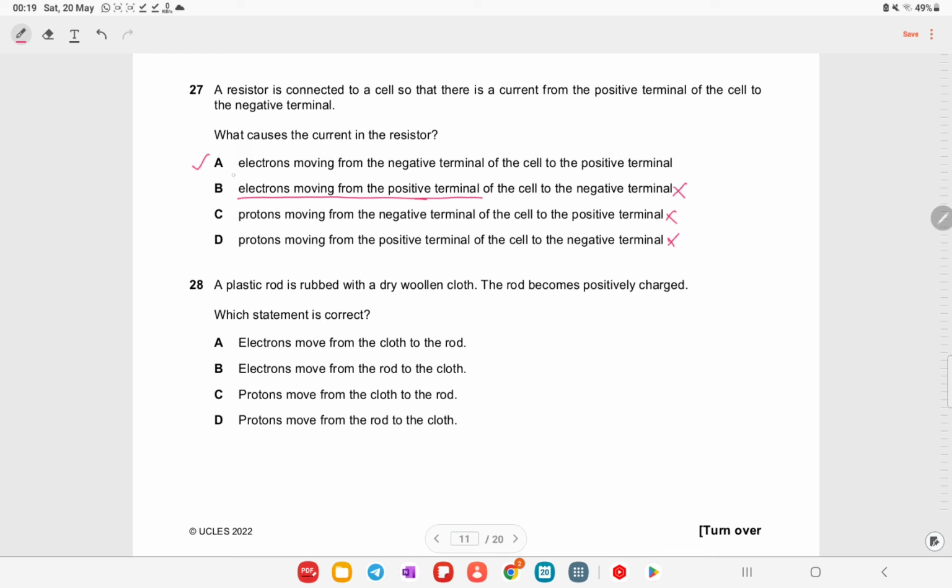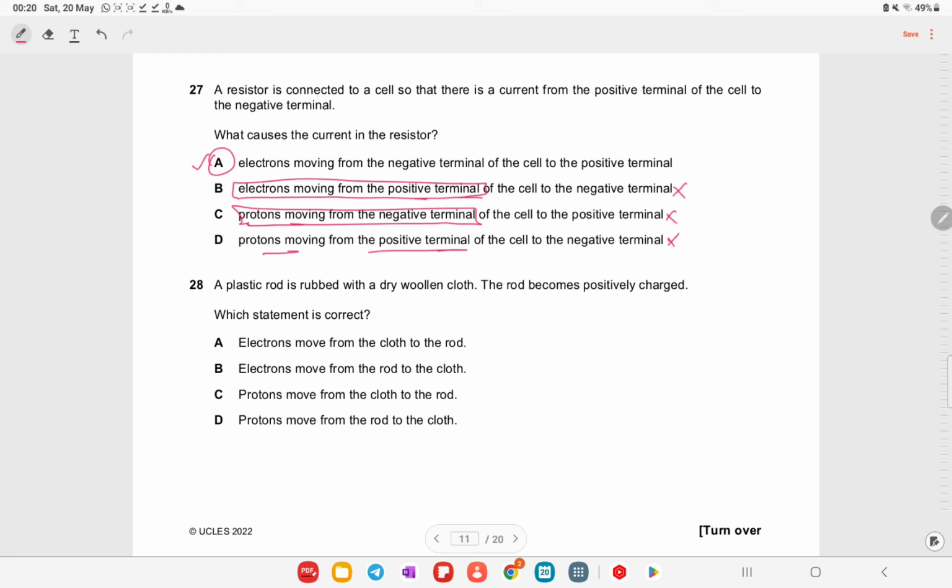Protons, so option A is going to be the right answer, because protons moving from the positive terminal. Protons cannot be moved from the negative terminal. Electrons cannot move from this. So protons moving from this cannot be possible. So option A is the right answer.